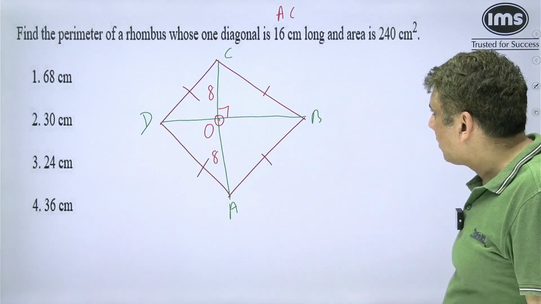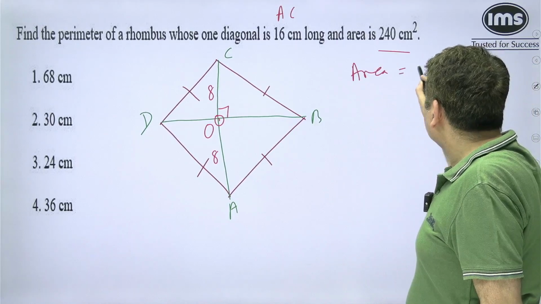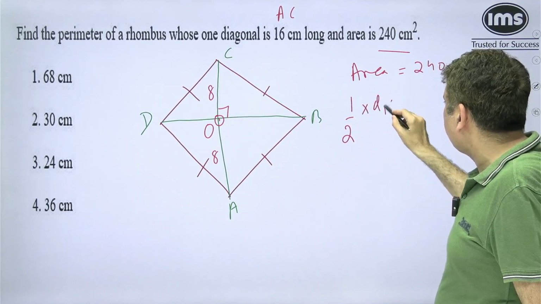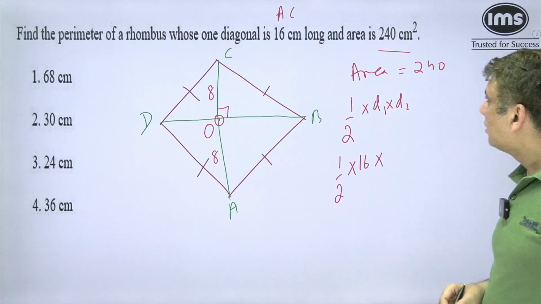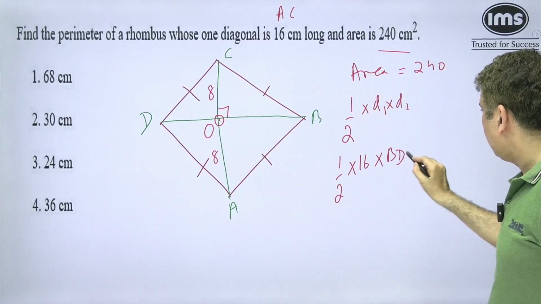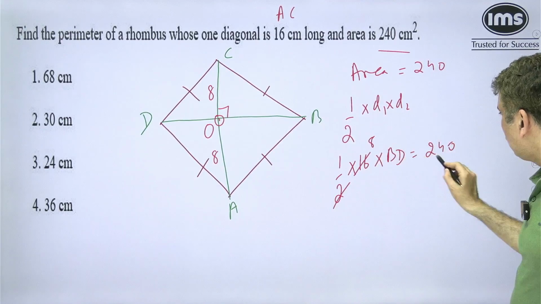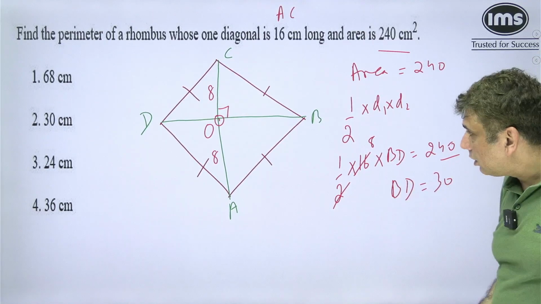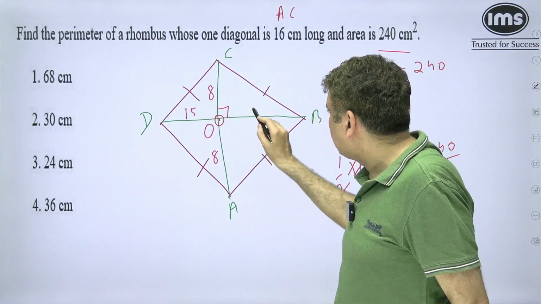So this is 16. Another condition is the area is given. So area of rhombus is given as 240 centimeter square, and area of rhombus is half product of its diagonals. Half, one of the diagonals is given as 16. The other diagonal, we don't know, let's say it's BD. This is 240 centimeter square. Now this becomes 8. 240 by 8 is 30. So the other diagonal length is 30. This is midpoint, so this becomes 15, this becomes 15.